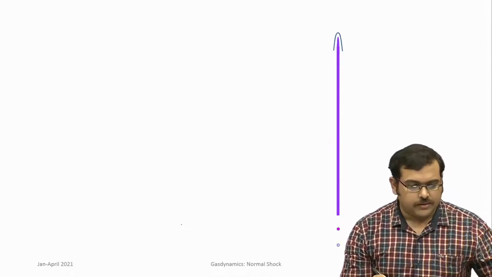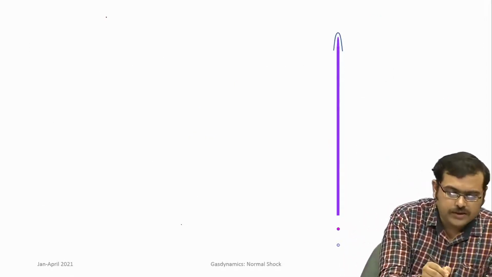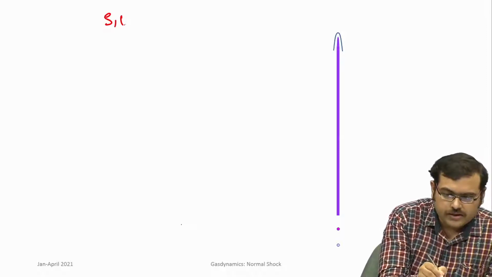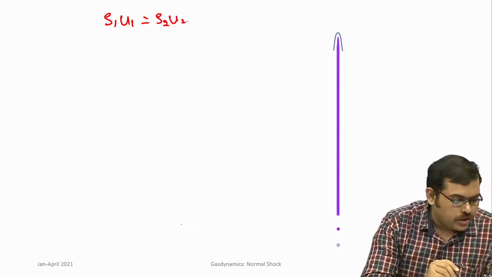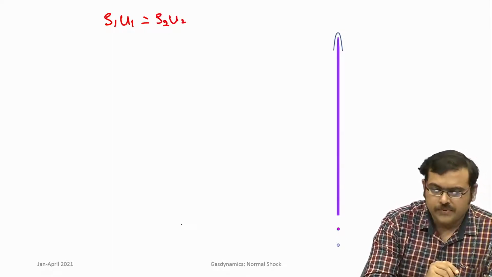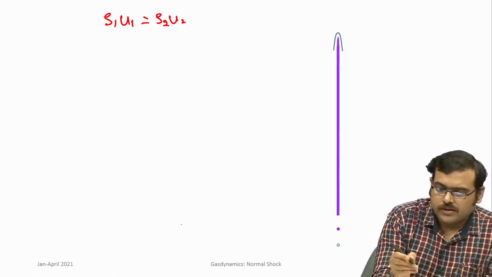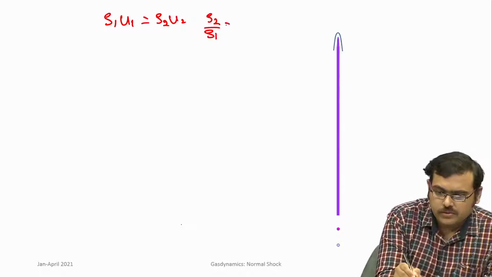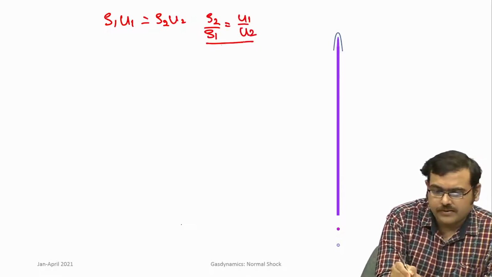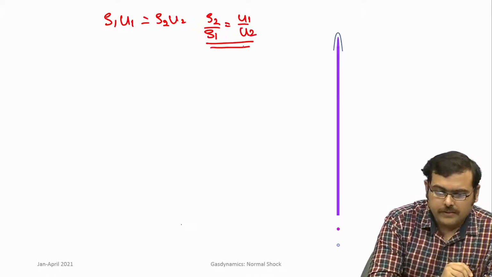So how do we go about this process? First we consider the continuity equation, rho 1 u1 equals rho 2 u2, and the direct relation that comes from here is rho 2 by rho 1 equals u1 by u2. Now we can keep this, bear this in mind.